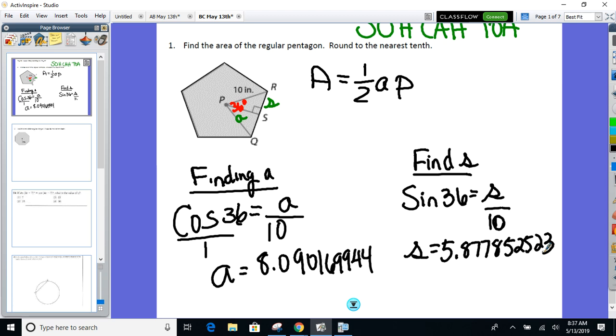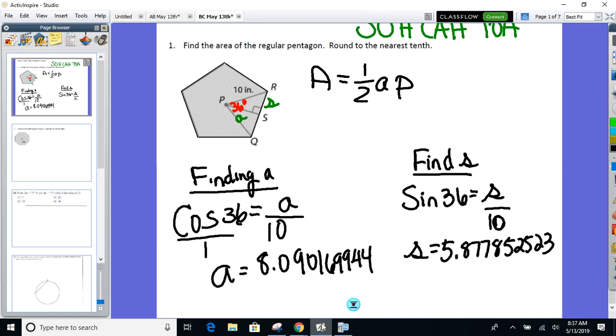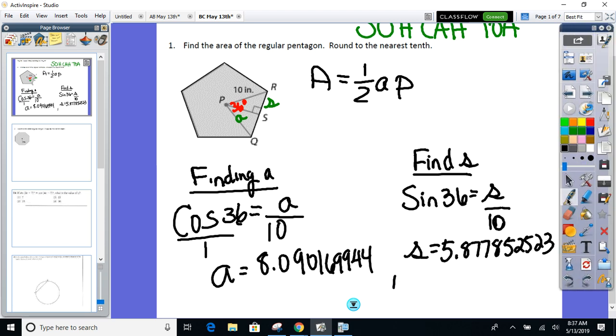That's not the perimeter. I still have to do what to this? Think about it. Don't yell it out. This is not going in for P in one half AP. Far from it. We still have two more things to do here. What do I need to do to this 5.877 before it gets plugged in? Multiply by 2. That gets you a side length. And then to get the perimeter, multiply that number by 5. So basically multiply the whole thing by 10. Move the decimal over one spot.